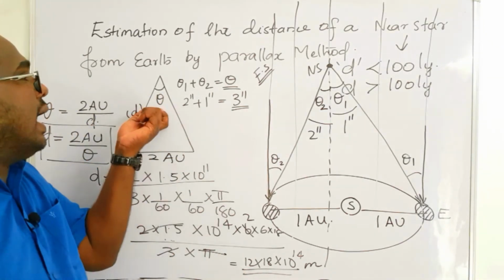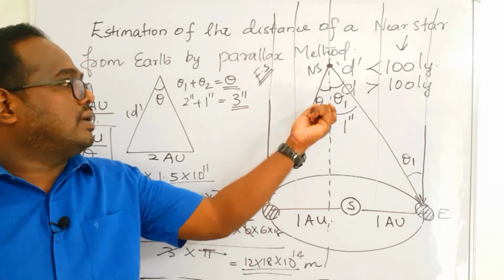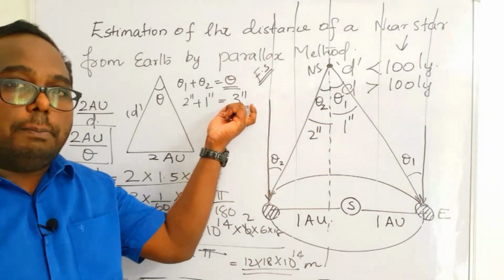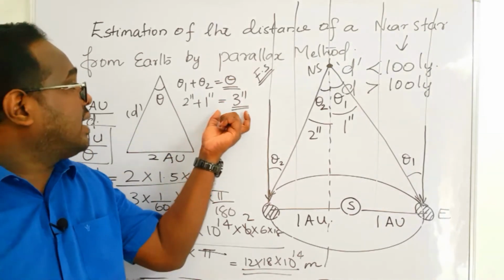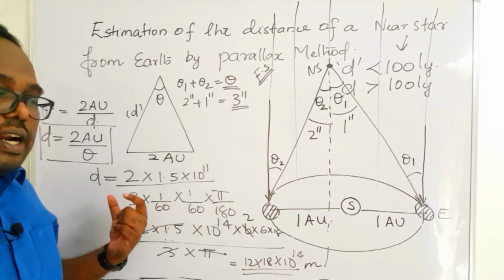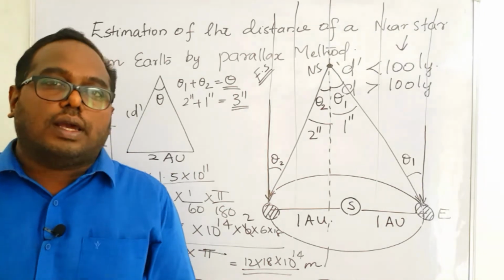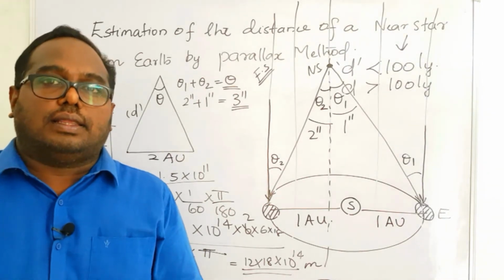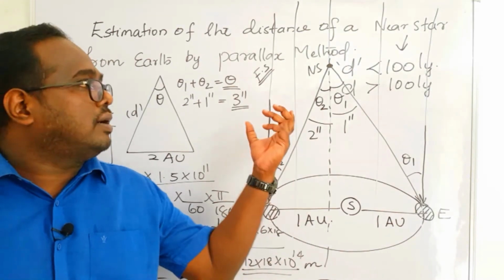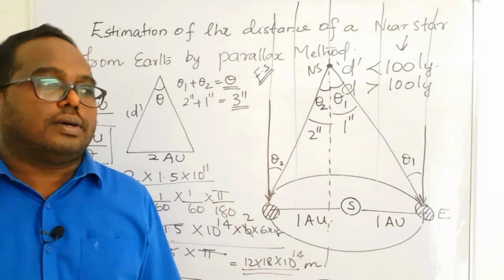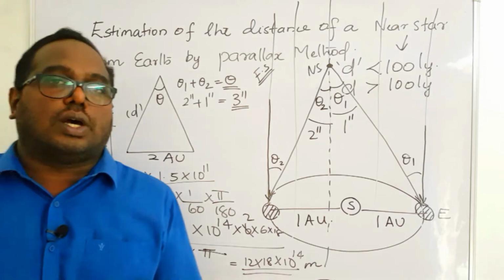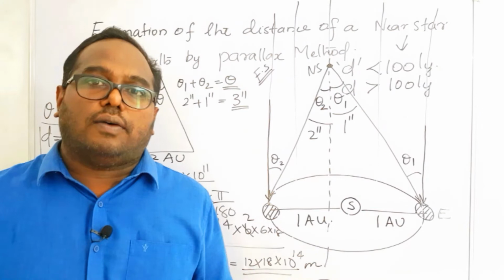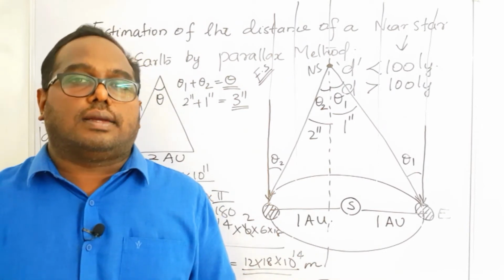If the angle theta 1 is 1 and theta 2 is 2, total angle theta is equal to 3 seconds. Then you substitute those values, convert that. Conversion is important. You have to convert that second into degree, radian. Theta, always theta you should substitute in radian only. Remember that. Okay, clear? So this is how we can apply parallax method to find out the distance of a near star from Earth. Clear?